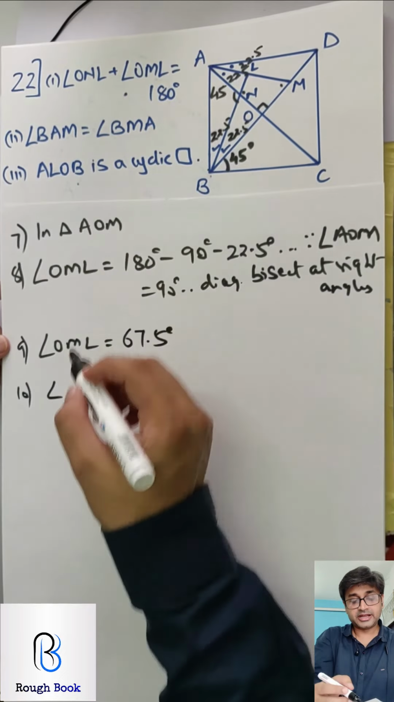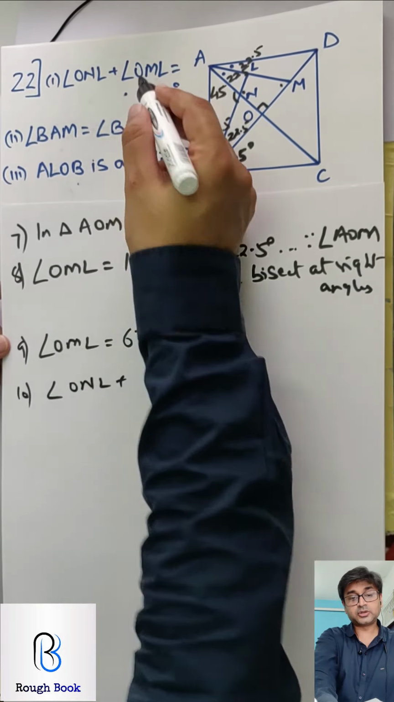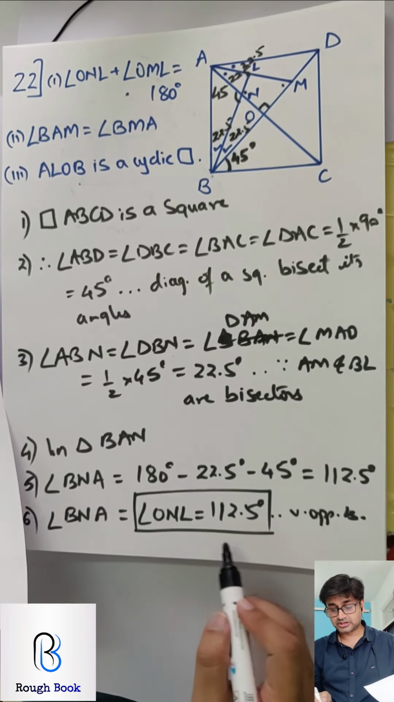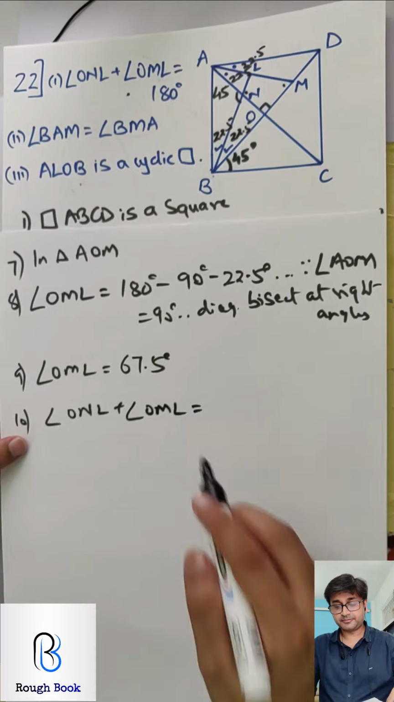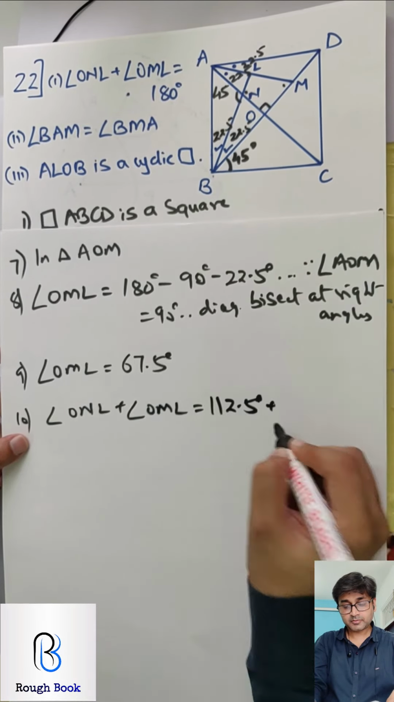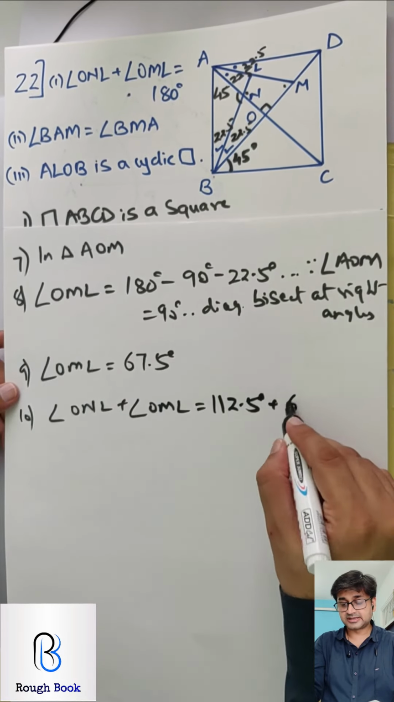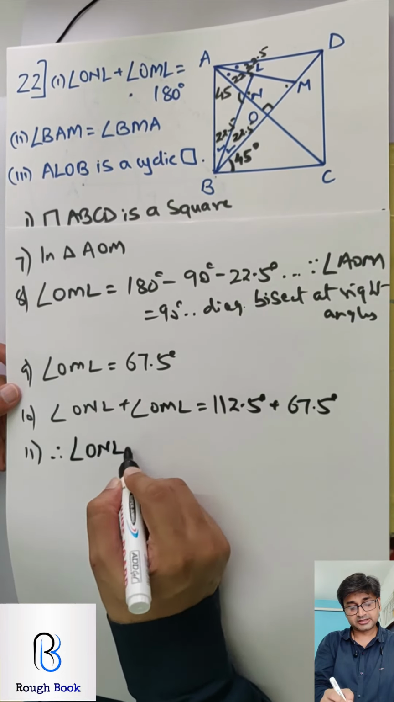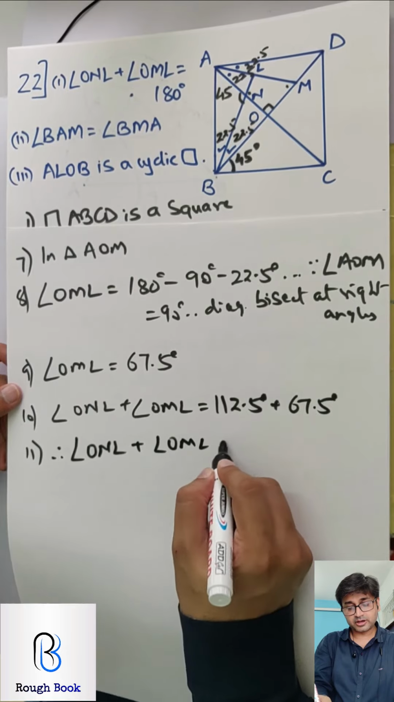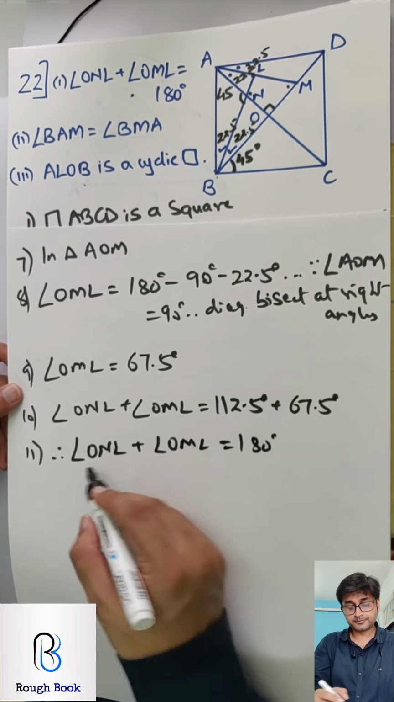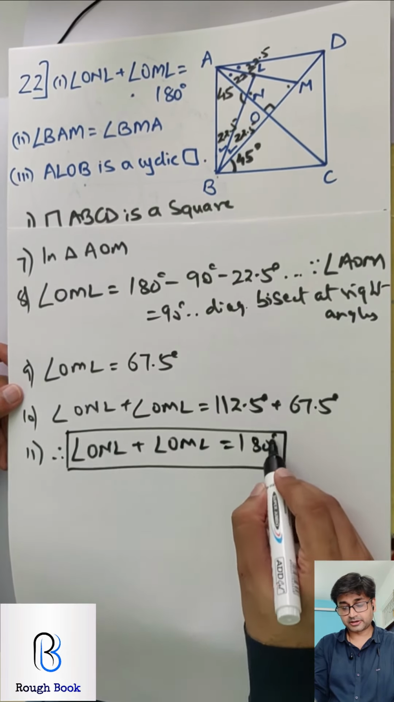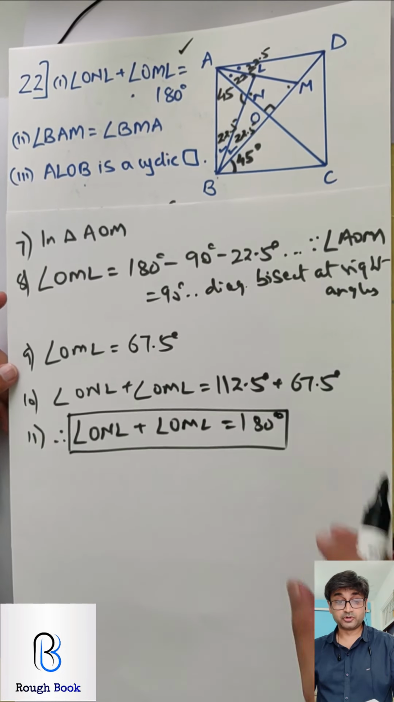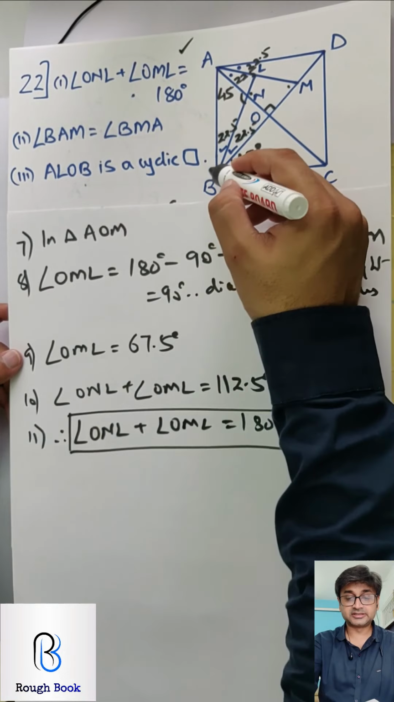Now, ONL plus OML is what we want. So ONL is 112.5 and OML is 67.5. So we shall add these two and finally we can say ONL plus OML is equal to 180, and that's our first part. So we managed to get this one. Yeah, a lot of hard work you have to do with this one, but the second part is simple.